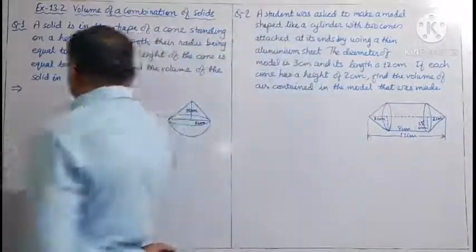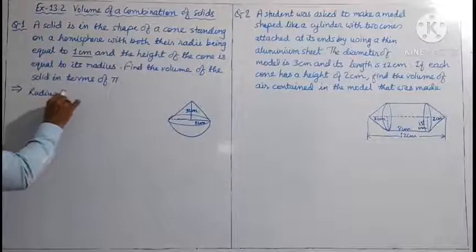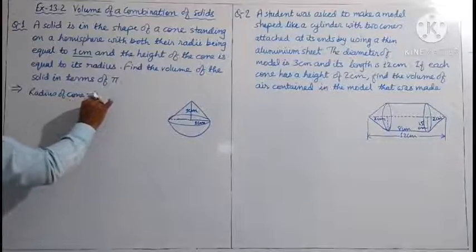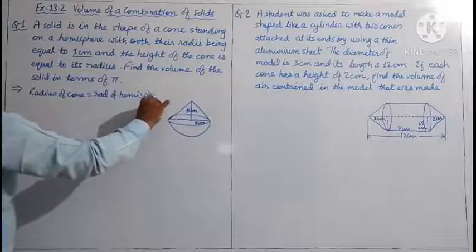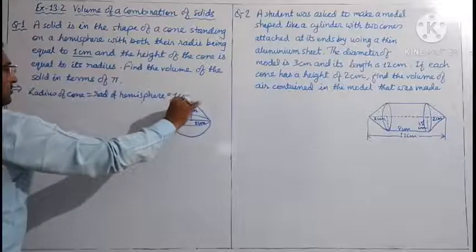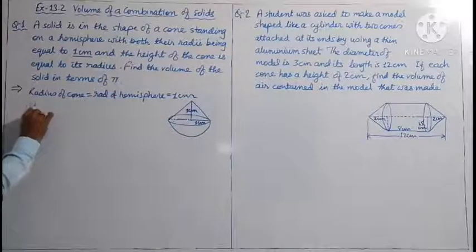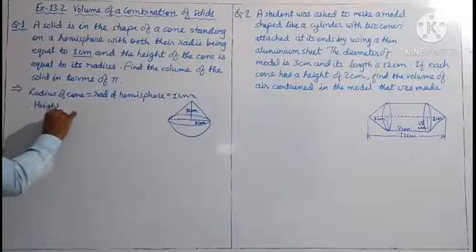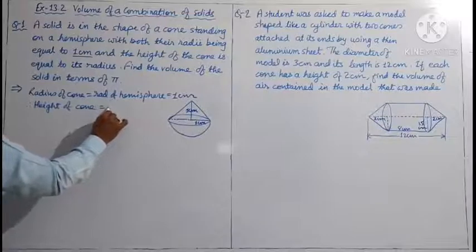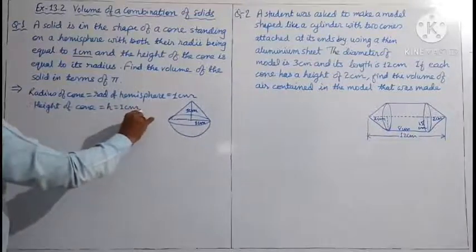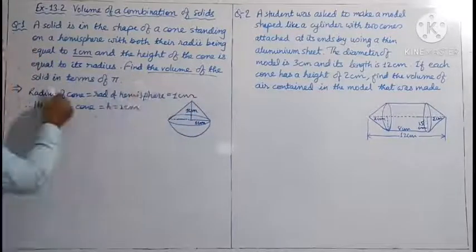So here we will keep pi as it is. First of all, radius of cone is equal to radius of hemisphere, and that is 1 centimeter. The height is also equal to radius, and therefore height of cone is equal to its radius, and that is 1 centimeter. So here we have to find the volume of the solid.